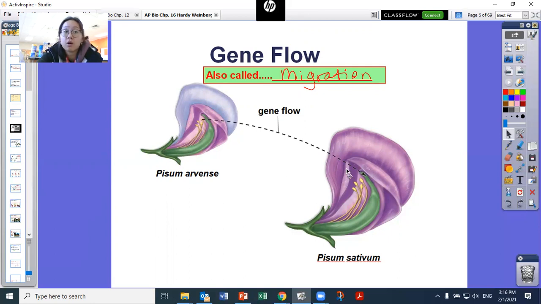If it's carried by wind, it could go across oceans, it could go across islands, and it's going to bring a new allele over to the other population, because before, this population on the right never had any blue petals, but now it got introduced to some alleles from the population across on the left by way of wind, by way of pollinator.